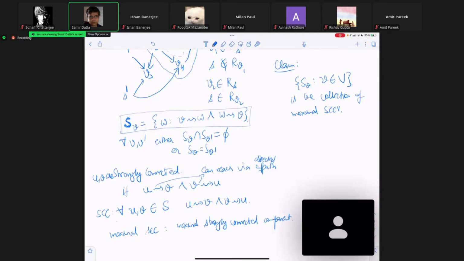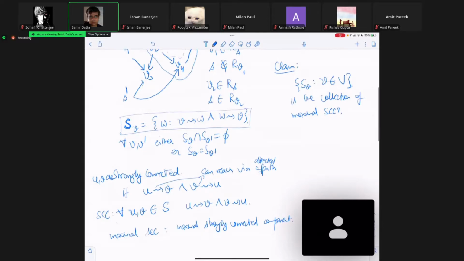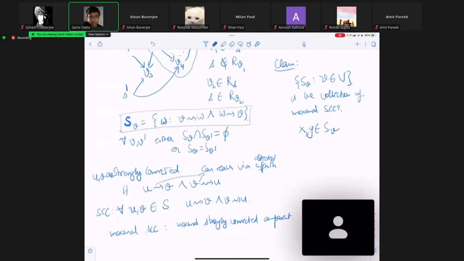So why is each SV strongly connected? Because by definition, so how would you prove that? Take some X, Y belonging to SV. And now what does this mean? That there is a path from V to X and there's a path from X to V. And also there's a path from V to Y and there's a path from Y to V.